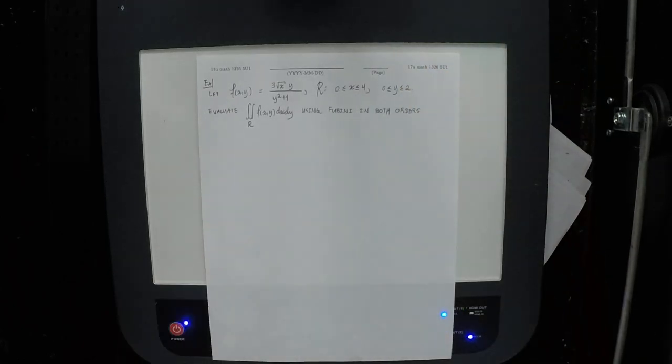So does anyone care to speculate what I could possibly mean by do it using Fubini's in both orders? What could I mean by that? Not that. Not that I want you to switch the order of the arguments to f. Not that.